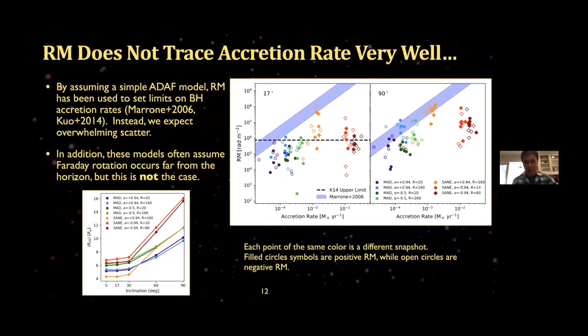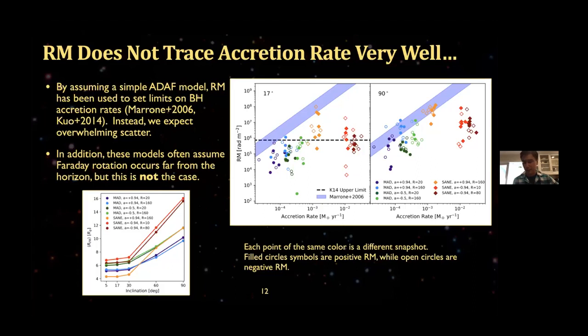Filled circles are positive RM, while negative RM is plotted with an open circle. So again, you can see this significant time variability and sign flips. They appear to be ubiquitous, both at 17 degrees, shown on the left, and at 90 degrees, shown on the right here. The upper limit from Kuo et al.